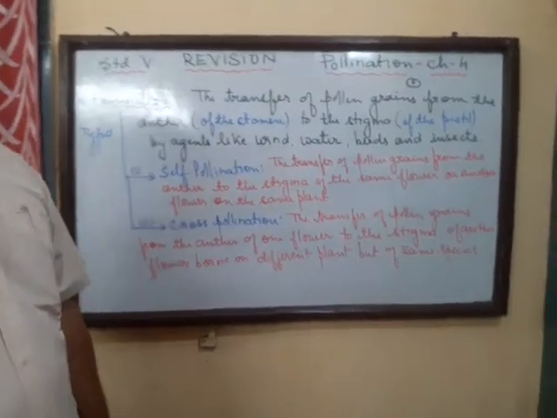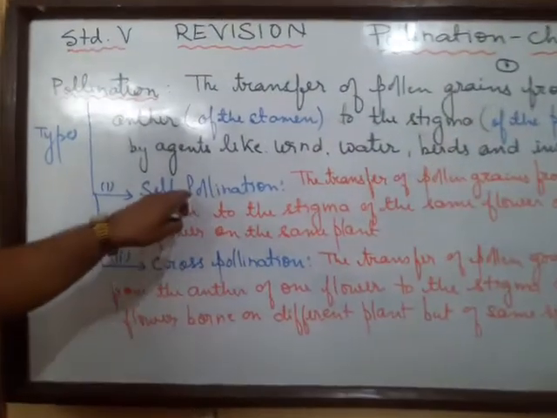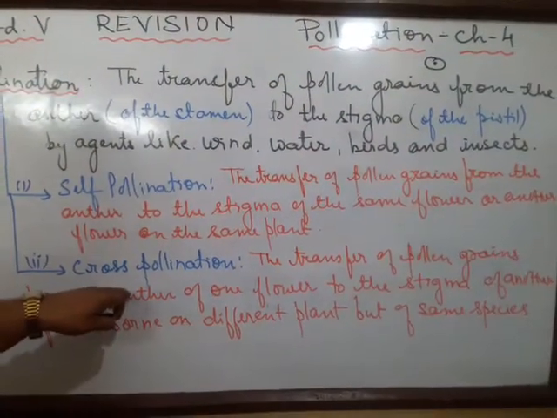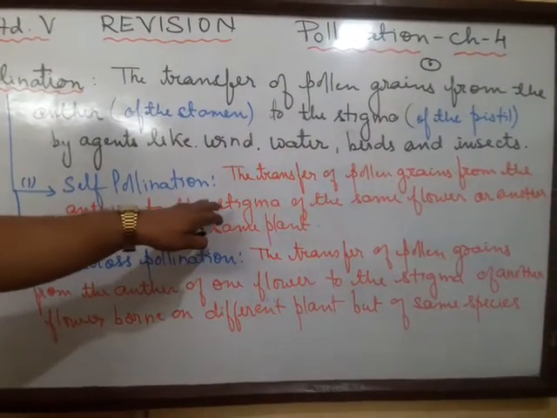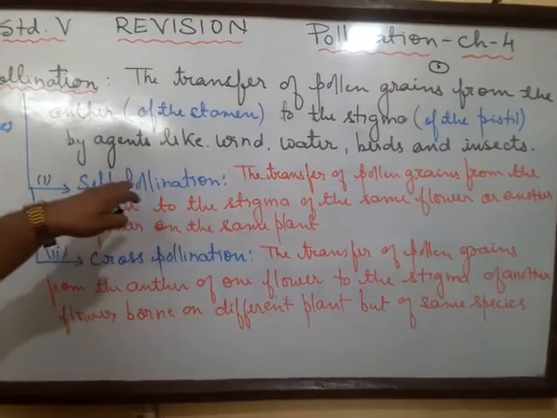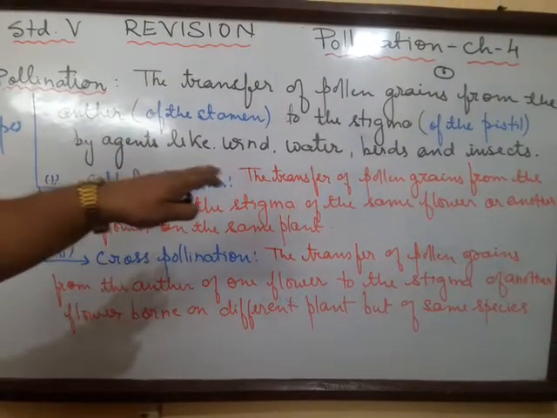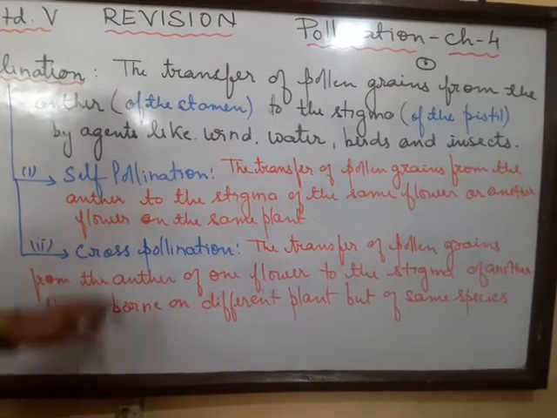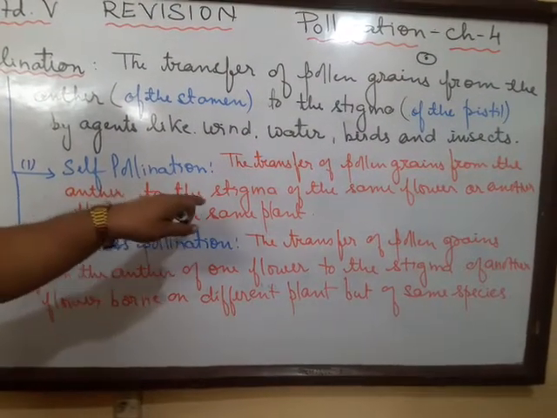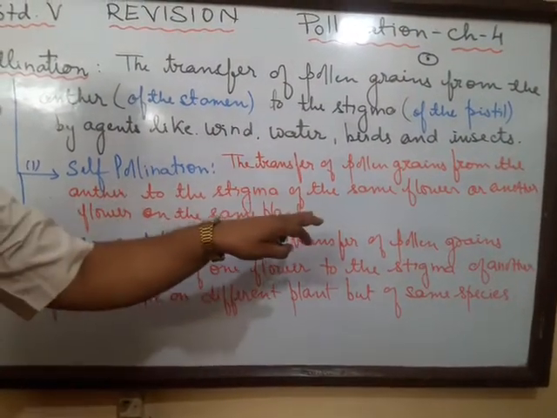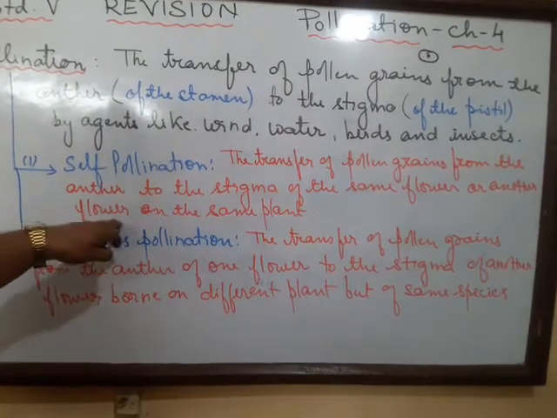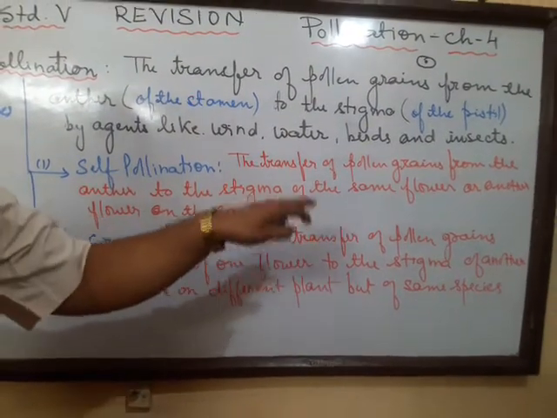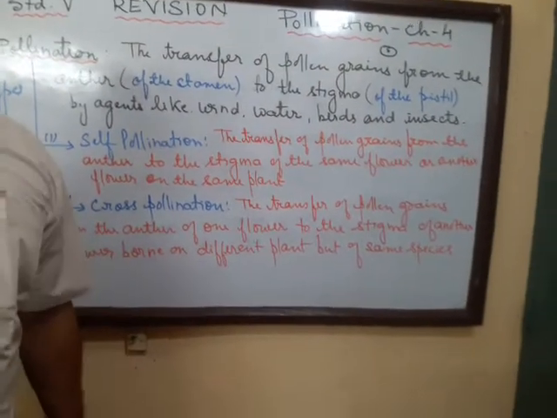Now this pollination can be self-pollination or cross-pollination. I have just defined it once again: self-pollination is the transfer of pollen grains from the anther to the stigma of the same flower or another flower but on the same plant. This is called self-pollination.